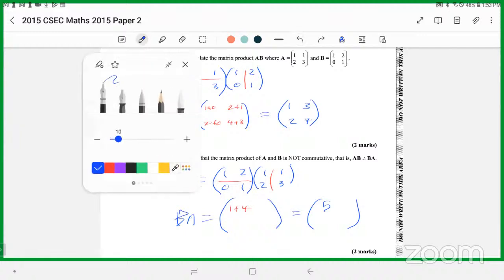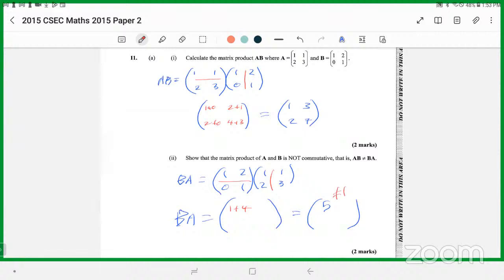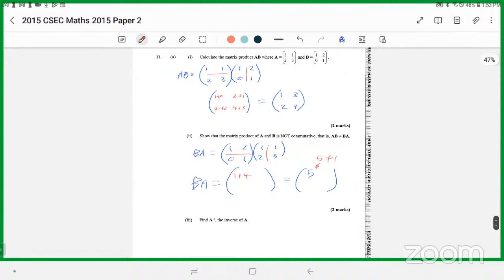On my exam paper, I would say something like this: this value is not equal to 1, that's a 5 not equal to 1 right here. And therefore they are not commutative. The value is different in this case, so I can say therefore AB is not equal to BA. The first value in this one is 5, the first value in this one is 1.